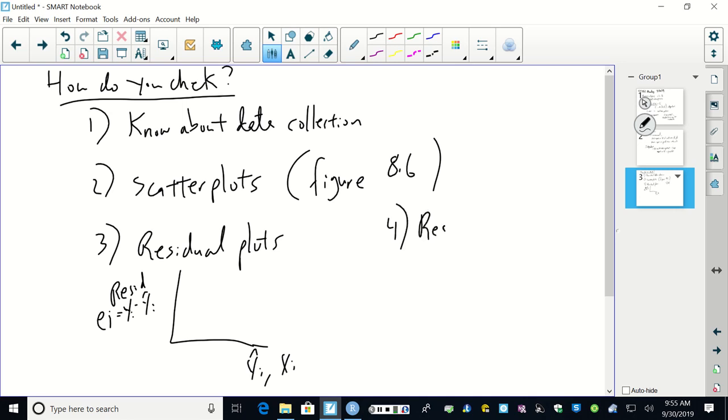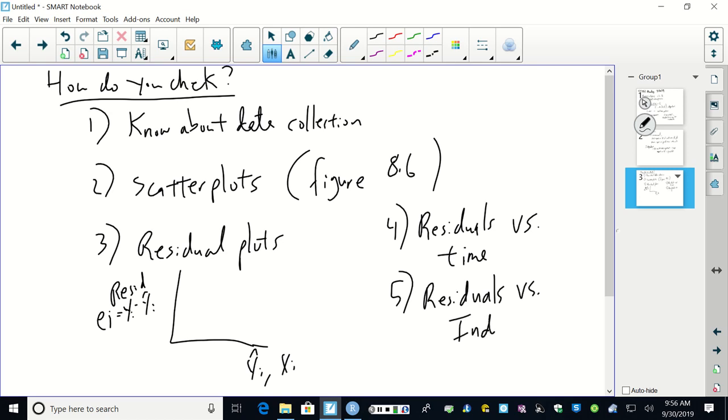You can look at the residuals versus time. If there's a time order to the data, and you suspect that there is some correlation in the errors, you can plot that. You can do the residuals versus the index. So if the data are listed in the data set, one up to n, and there's some time order or some ordering somehow, maybe it's geography, maybe they're grouped by centers or data collection points.